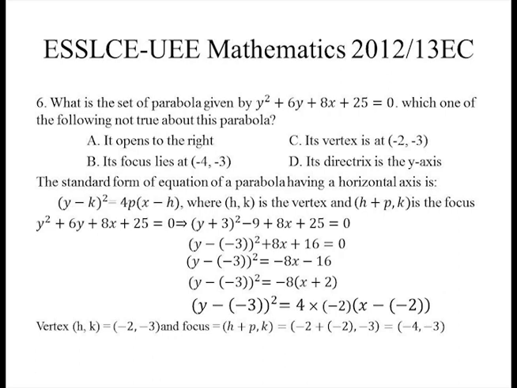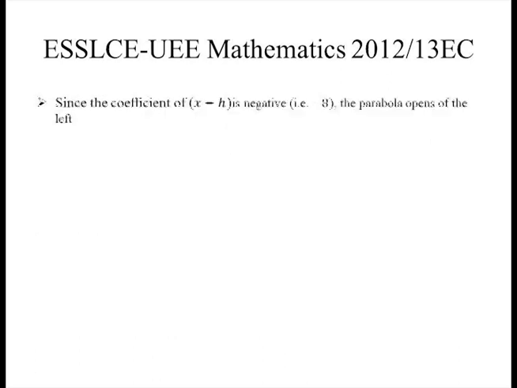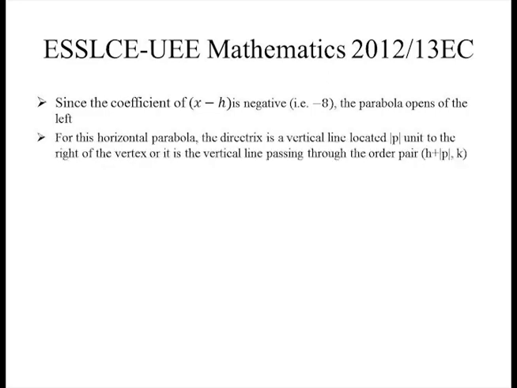The focus, which is equal to h plus p comma k, is equal to h, which is negative 2, plus p, which is negative 2, comma negative 3, which is equal to negative 2 plus negative 2, that is negative 4, comma negative 3. Choice B and C are true. Since the coefficient of x minus h is negative, that's negative 8, the parabola opens to the left, thus choice A is not true.